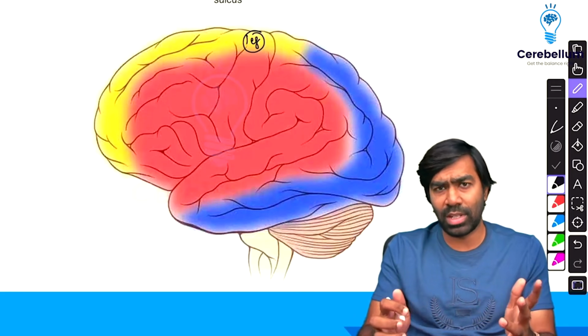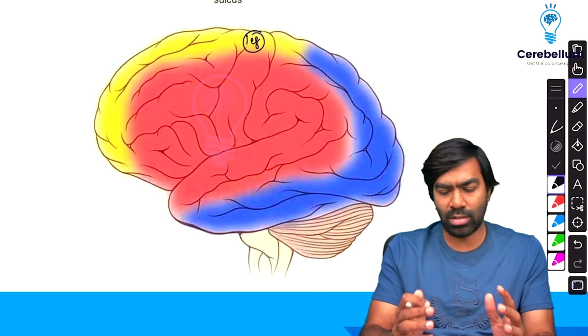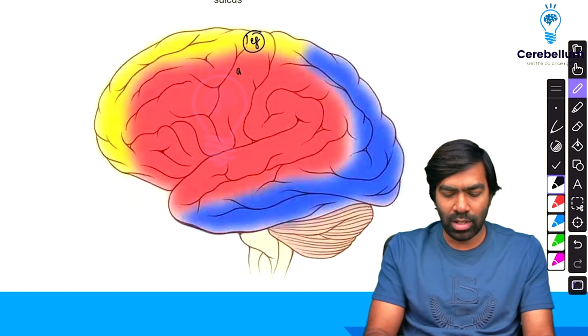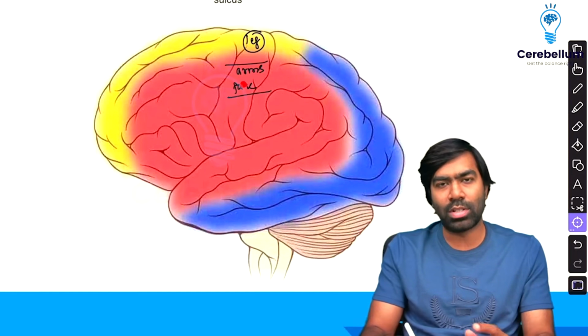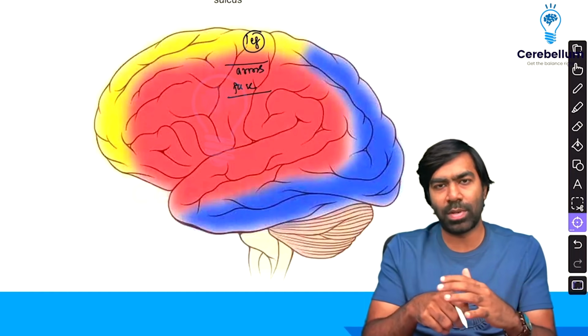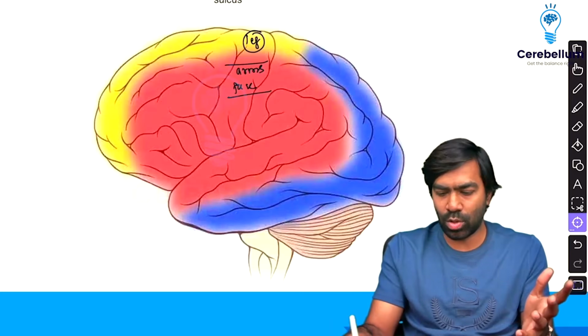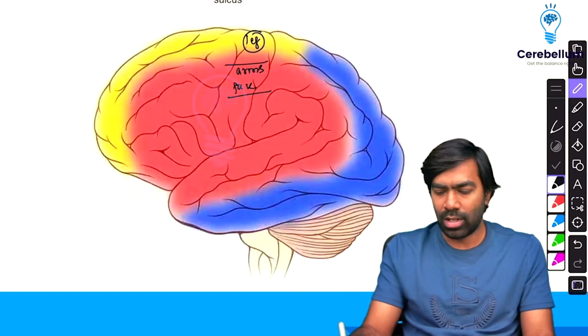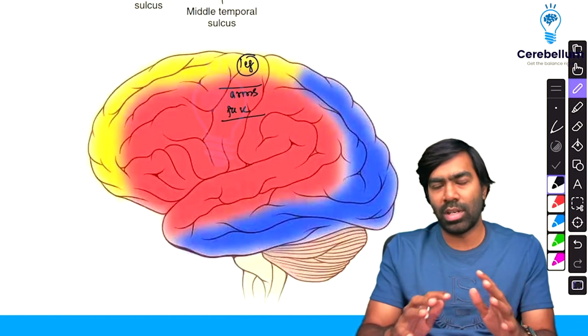And if you look at MCA territory, this is going to supply the primary motor area, that's going to supply the arms, the face, and so on. To be honest, in the motor homunculus, the largest supply is going to be for the face, then the tongue, then for the hands and the thumb especially. So if you ask me the biggest area, it's going to be the face only. There's no doubt about that. So arms and face are going to come under the MCA territory.